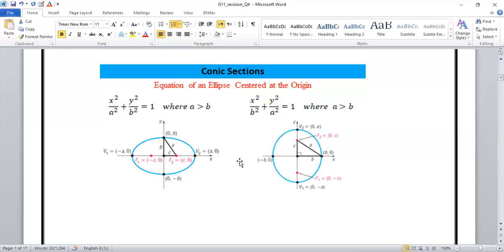In the case of the center on the origin.